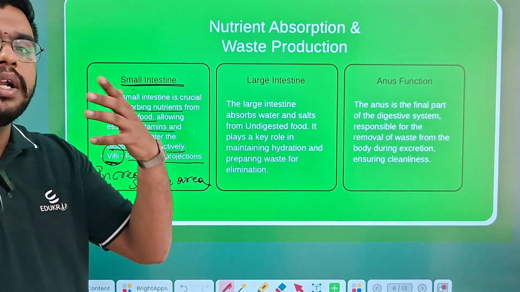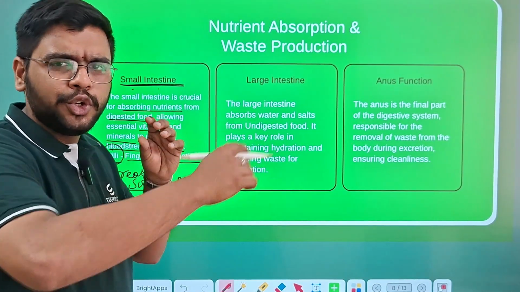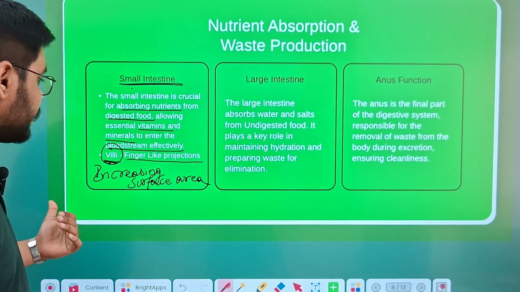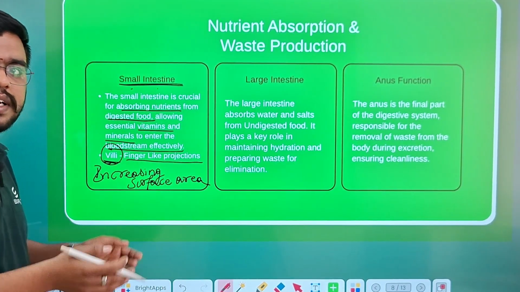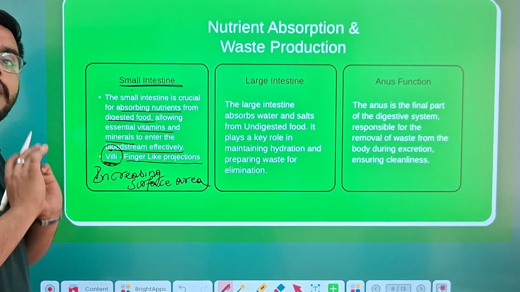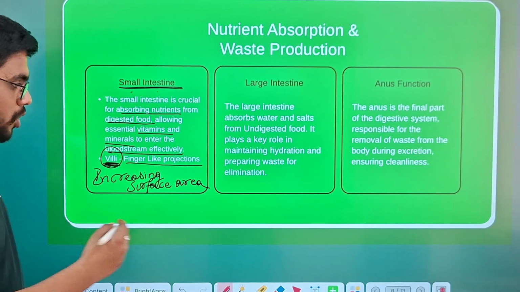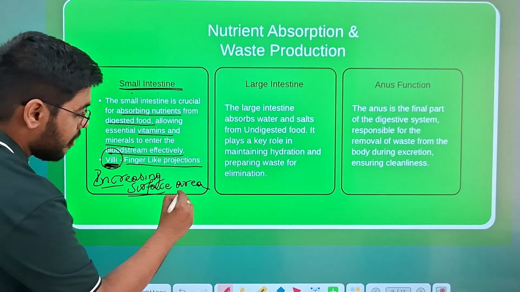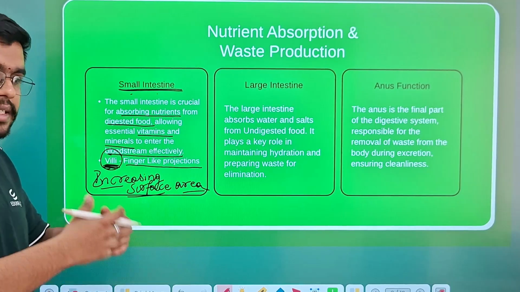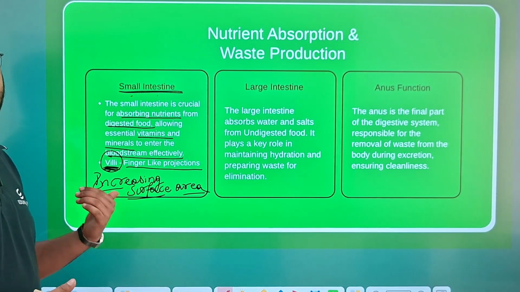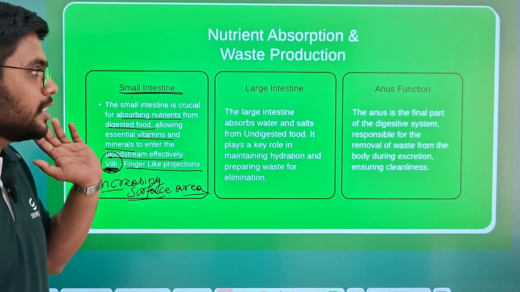Of course, the small intestine is a very long coiled tube which is present in our body. Even though it is so long, it still needs to have some surface area for the digested nutrients and the digested foods to be absorbed. And this has finger-like projections called villi. What do these do? They increase the surface area further than what already is there in the small intestine, aiding in the absorption of the nutrients and digested food.